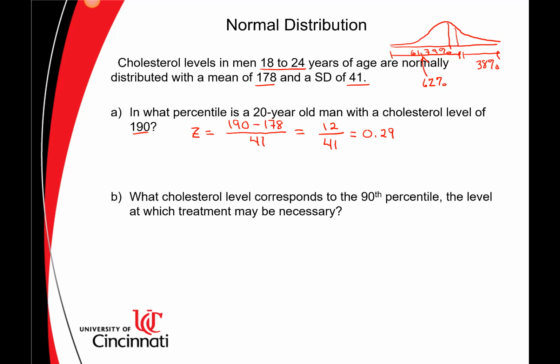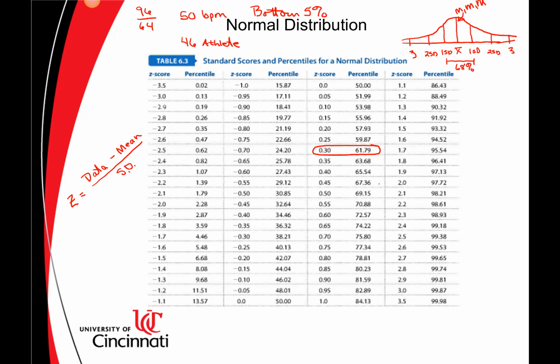To figure out what the cholesterol level would be, we're going to do the z-score, which is the data point, well, we'll call that our cholesterol level, minus the mean, divided by the standard deviation, 41, equals, now here's where things get a little tricky. We want a z-score, because that's what this computes, isn't it? This formula computes a z-score. And we want the z-score that is going to land us at 90%.